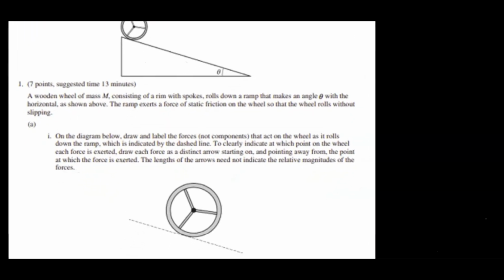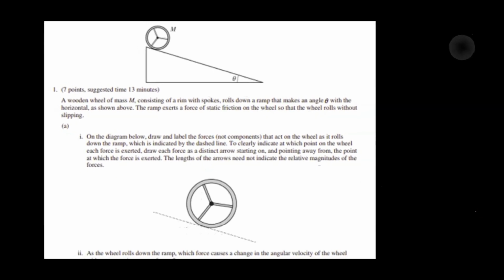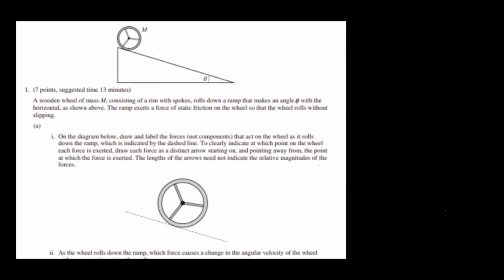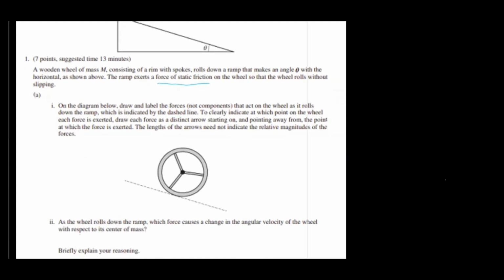So, a wooden wheel of mass m consisting of a rim with spokes rolls down a ramp that makes an angle theta with the horizontal, shown below. It looks like the ramp exerts a force of static friction on the wheel so that the wheel rolls without slipping. Okay. So the next question wants us to draw the free body diagrams where the dotted line represents the ramp. The length of the arrows do not have to represent the relative magnitudes. And we need to clearly state where each arrow is pointing away from and starting on.